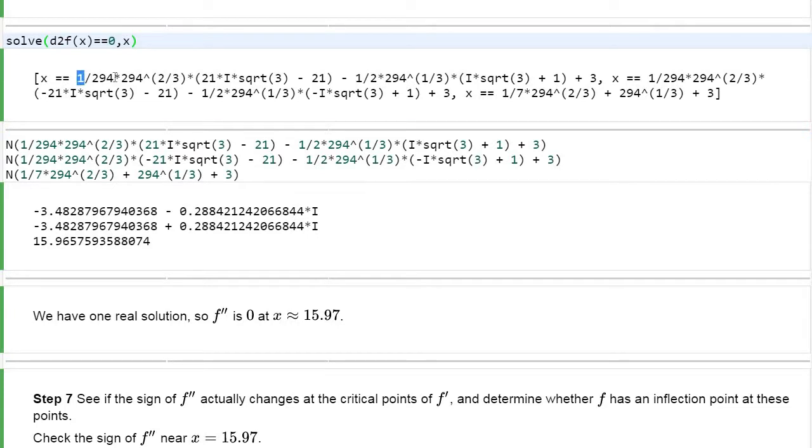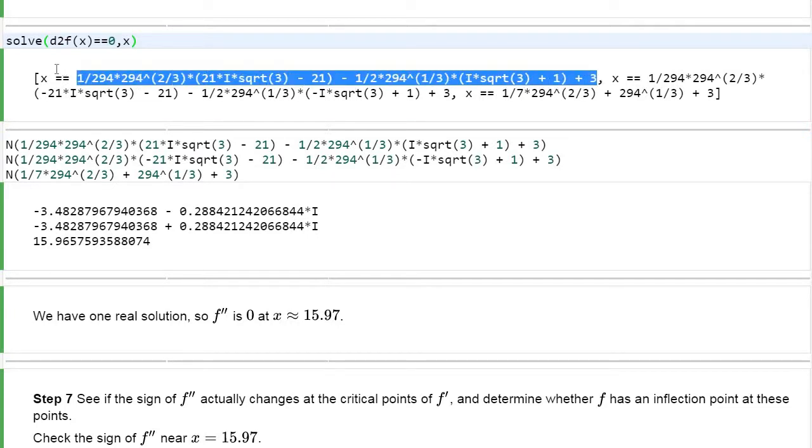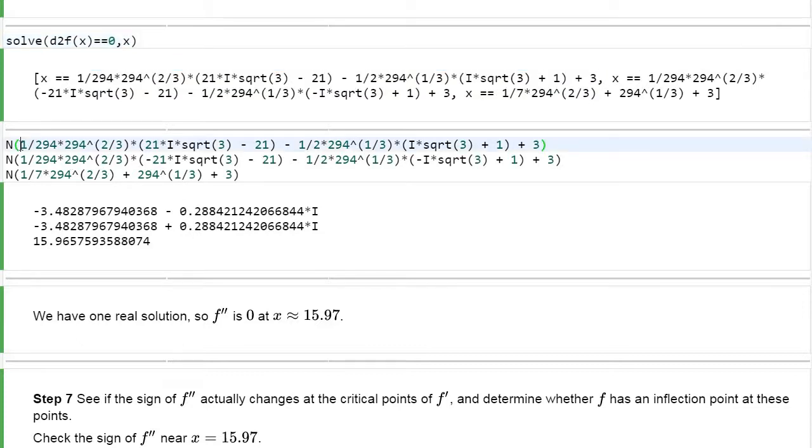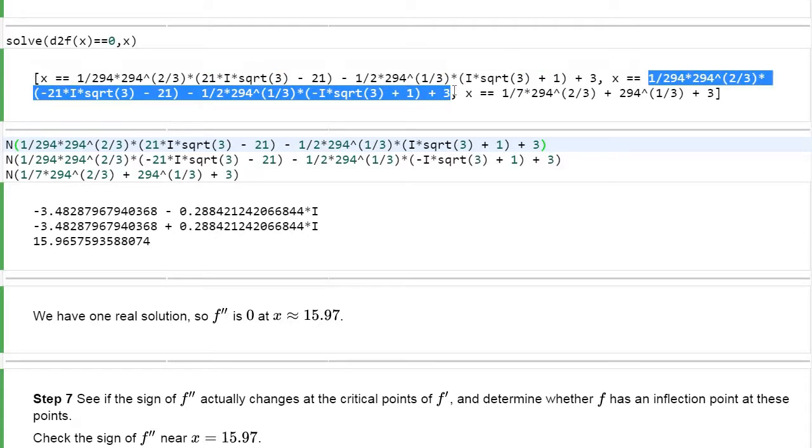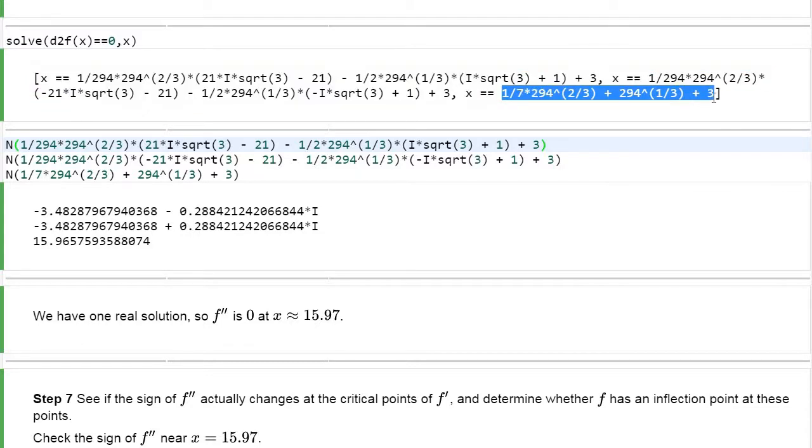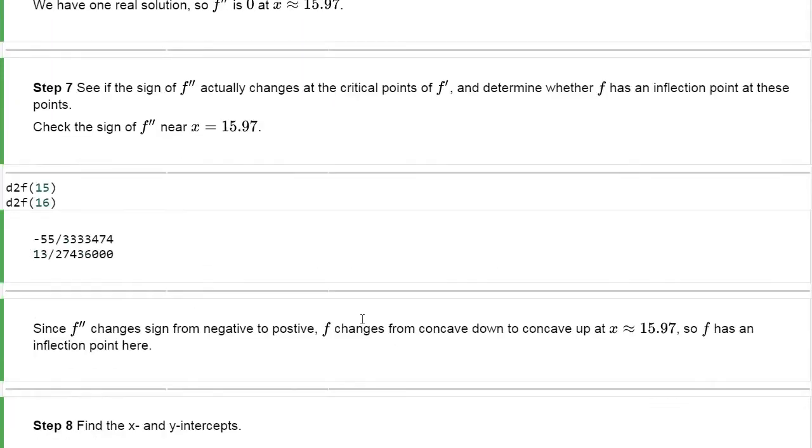Now I just manually copied and pasted. Notice this says x equals blah blah blah, and then the comma is where that one ends. So I copied this down here and I put capital N around it, and then I went to the next line and copied this one, and finally I went to this one and copied this one. And it's only the third one that is actually a real number, about 16. That is my potential inflection point. To see if it's an actual inflection point, I'm going to choose something to the left and something to the right. Did the sign change? Yes. Negative to positive. That means that there is an inflection point around x equals 16.